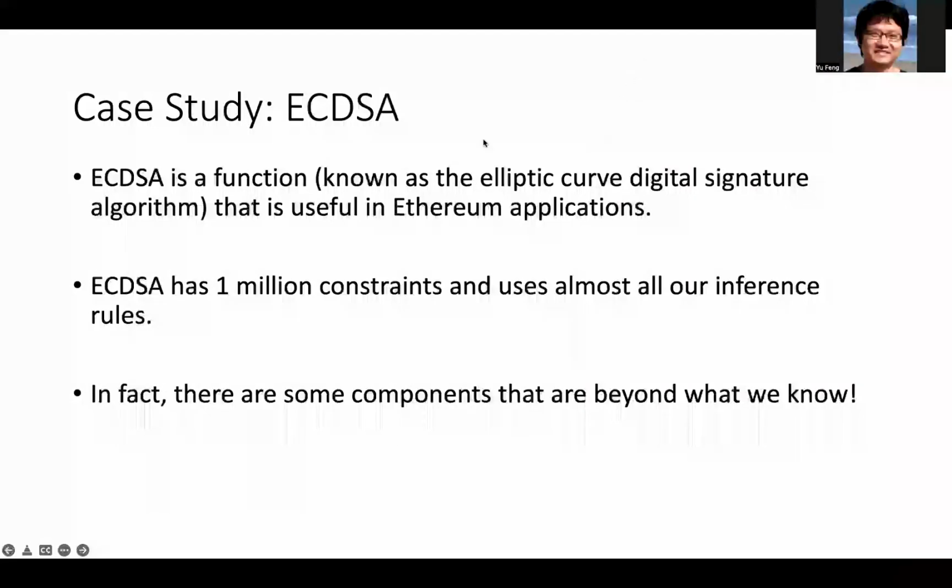Cool. So ECDSA is a function known as the elliptic curve digital signature algorithm. This is for signing things, and it's very useful in Ethereum applications because Ethereum uses ECDSA. ECDSA has 1 million constraints, as I mentioned before, and basically uses all of our inference rules. Like all of our inference rules were needed to crack this one. And in fact, there are some components that are beyond what Ecne is capable of.